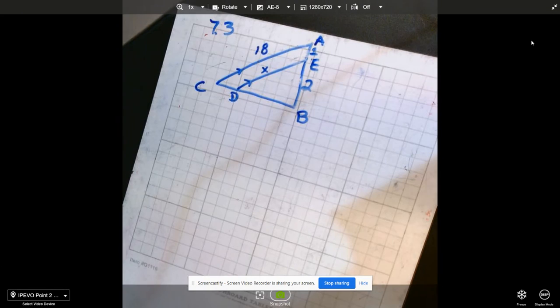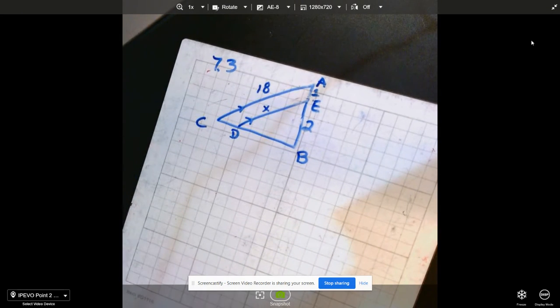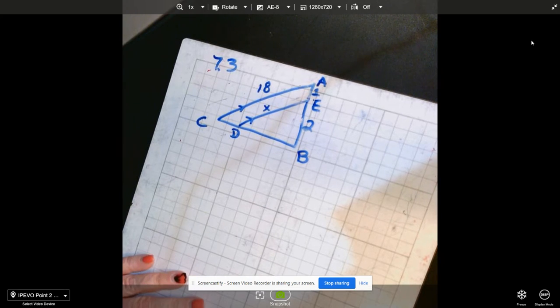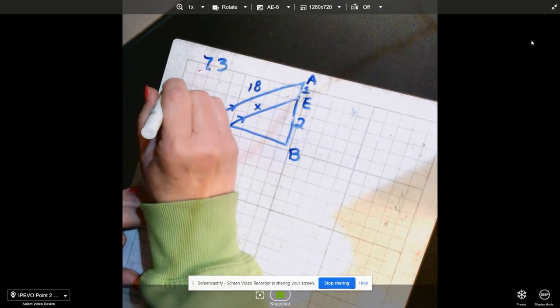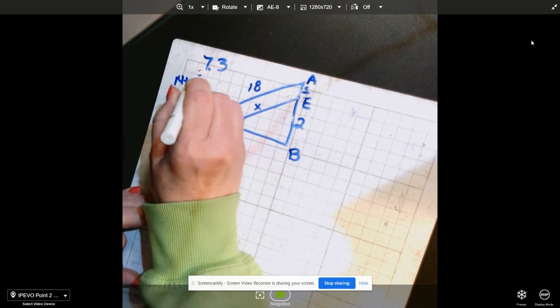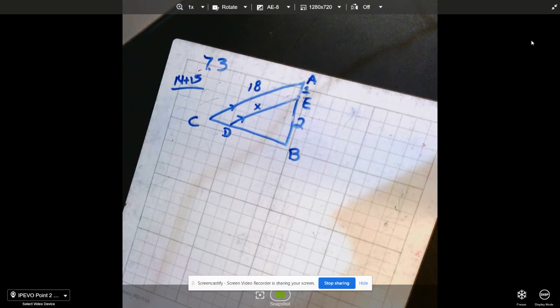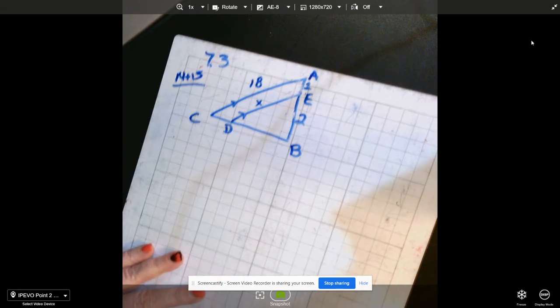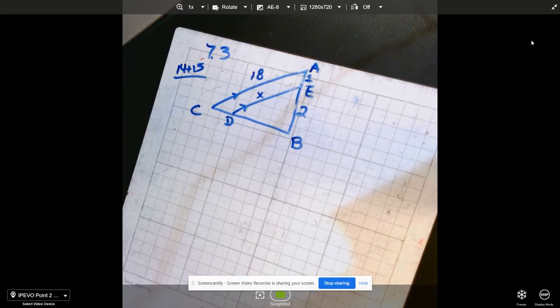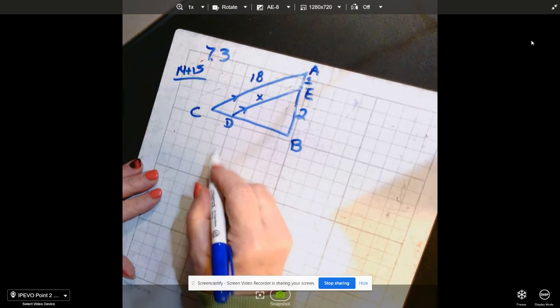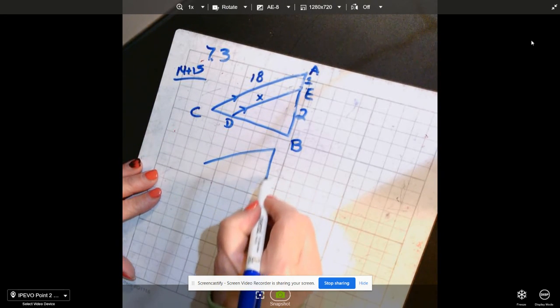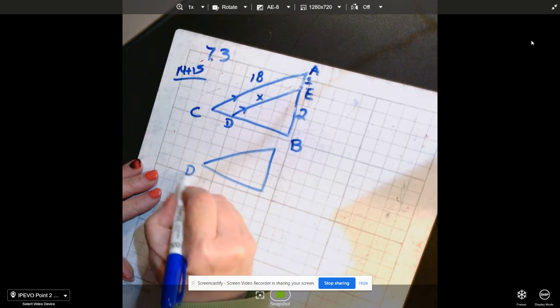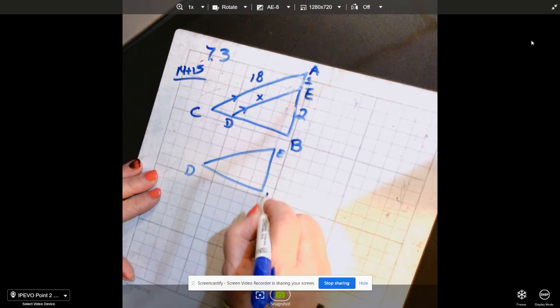All right, so this here is number 14 and 15. I kind of have to go over them both. So 14 and 15 on Geometry 7.3. So they have this triangle. Now, when your triangles are kind of nested like this, what you really need to do is draw them separately. So I'm going to start by drawing this little triangle right here, D, E, B.